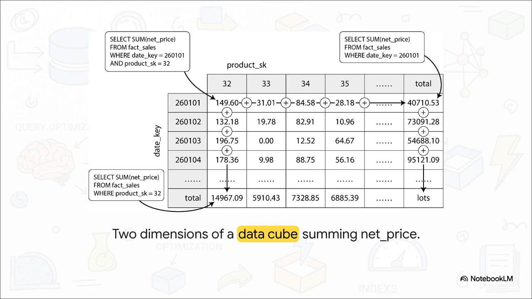And while this is just a simple two-dimensional example to help us visualize it, real data cubes can have 5, 10, or even more dimensions, allowing instant lookups across incredibly deep combinations of dates, products, physical stores, and customer demographics.